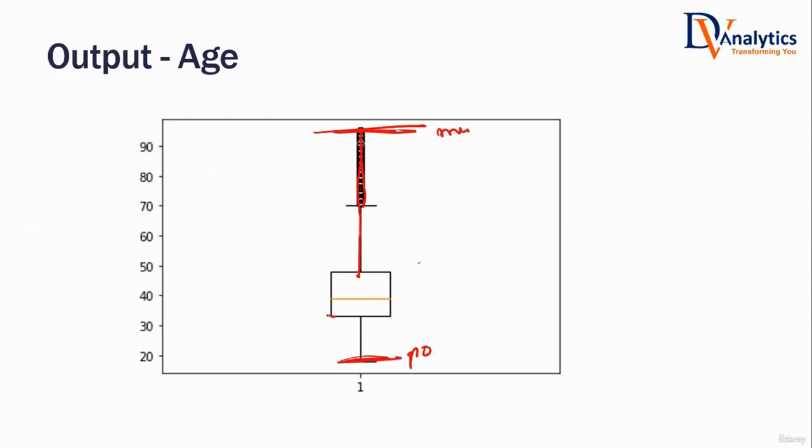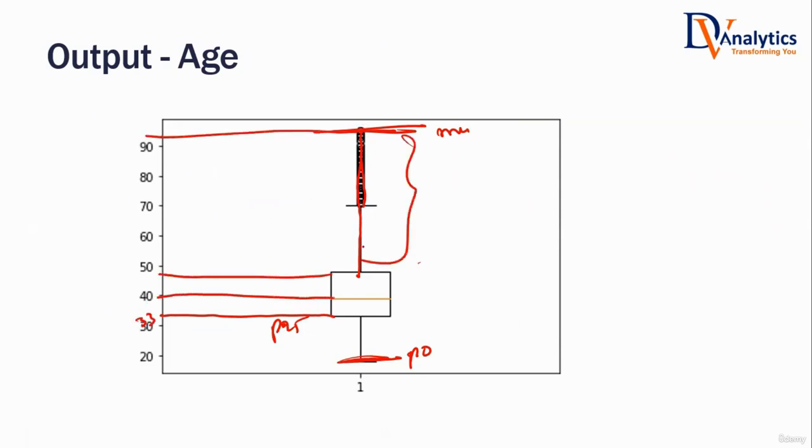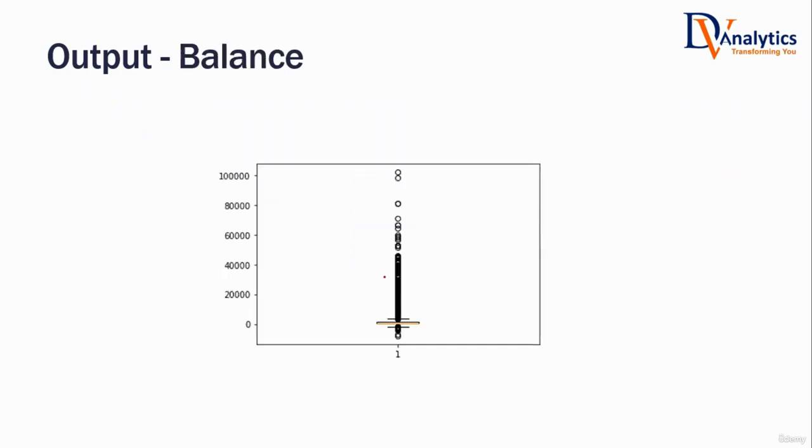And how about this one? This is the 25 percentile, P25, somewhere around 33 or something. Then P50, then you have P75. There are outliers, I agree, but they are not as bad as the balance.